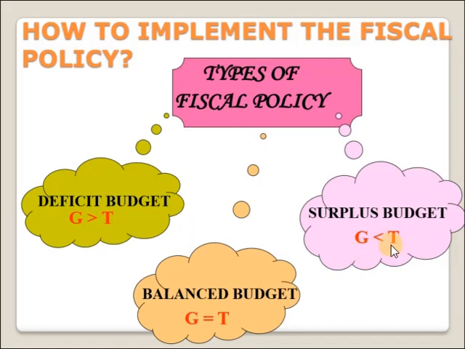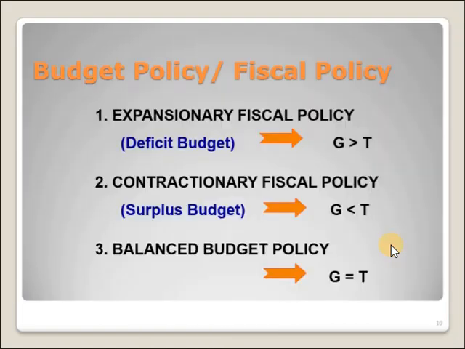So the household and the firm have to pay more tax to the government, so they have less money to spend in the economy. This is to reduce economic growth or reduce inflation. Deficit budget, G more than T: government implements the deficit budget especially during recession or high unemployment, where the economy is too slow.